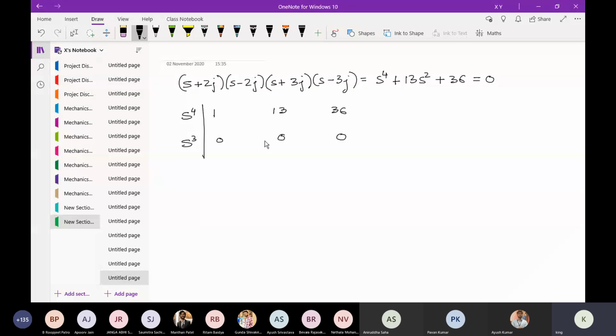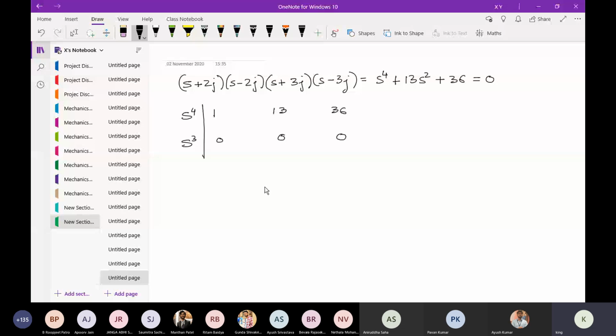You can also have an odd polynomial where, let us say that in place of S4 it was S5, in place of 13S square it was 13S cube, and we had 36S. So that would be an odd polynomial. So even and odd polynomials create this problem, which means when you are starting with a bigger polynomial and an even or an odd polynomial is a factor of that bigger polynomial, that is when you will see this zero happening.